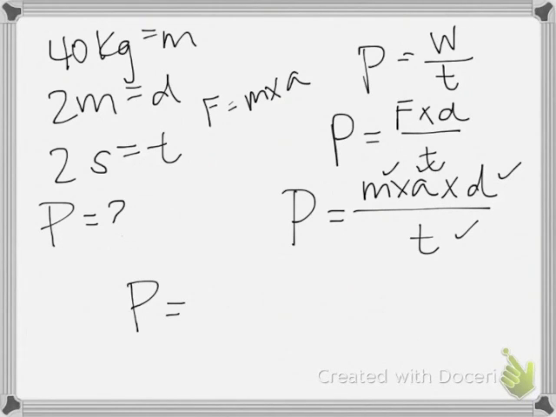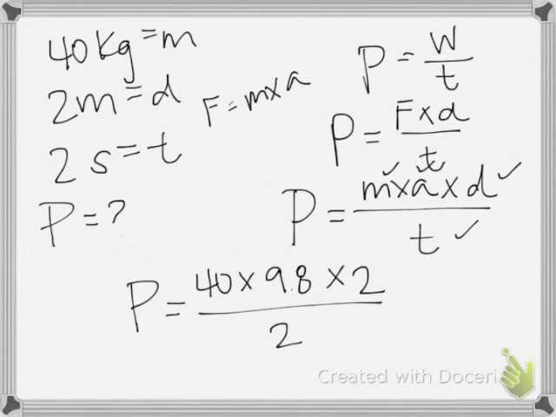So mass is 40 times acceleration is 9.8 times distance is 2, and my time is 2. If I put all of that in my calculator and work it all out, that's going to be 392, and my unit for power is watts.